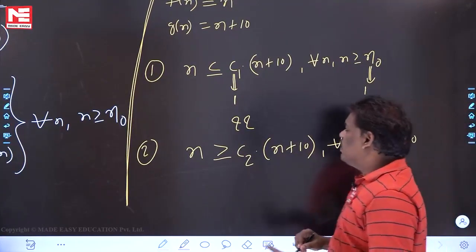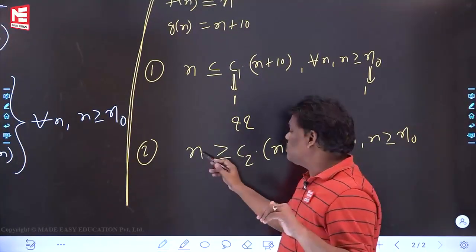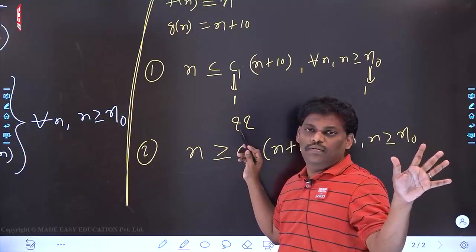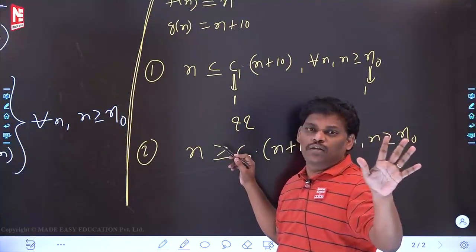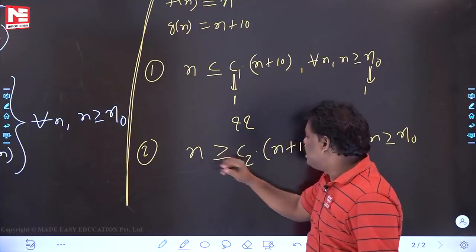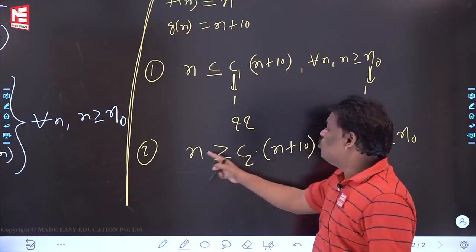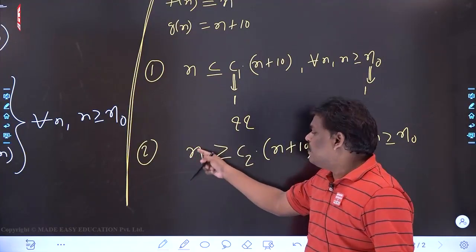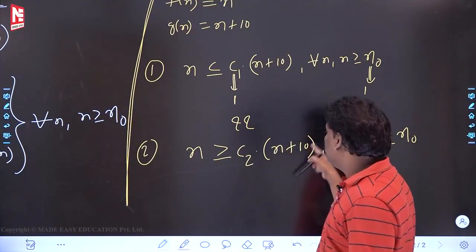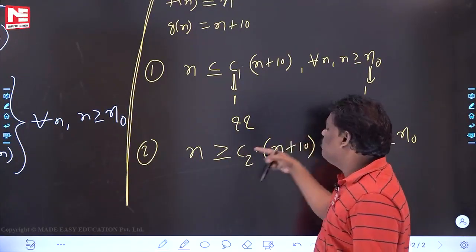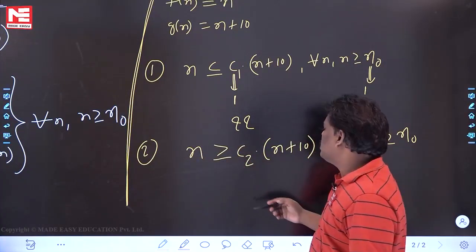Now can you help me? So what is the meaning of omega? Omega means left should be greater or equal. That is the meaning of omega. Left is n, but right is n plus 10. Actually, right is bigger. I want to prove left is bigger. Left is n, and right is n plus 10, which is already bigger, but I want to make the left bigger.